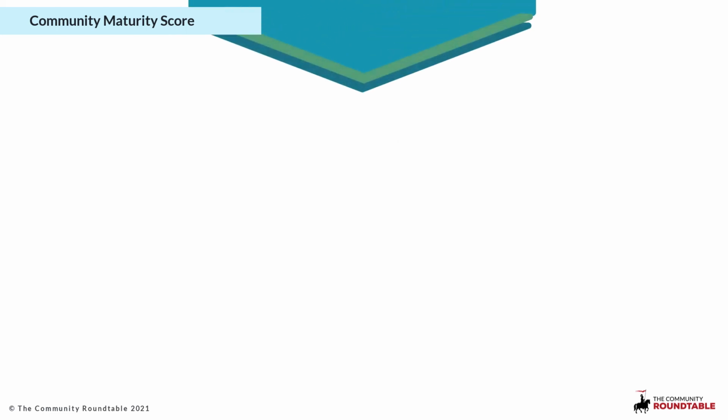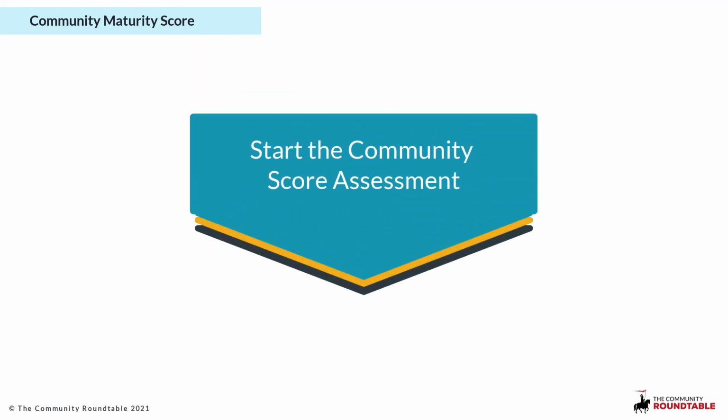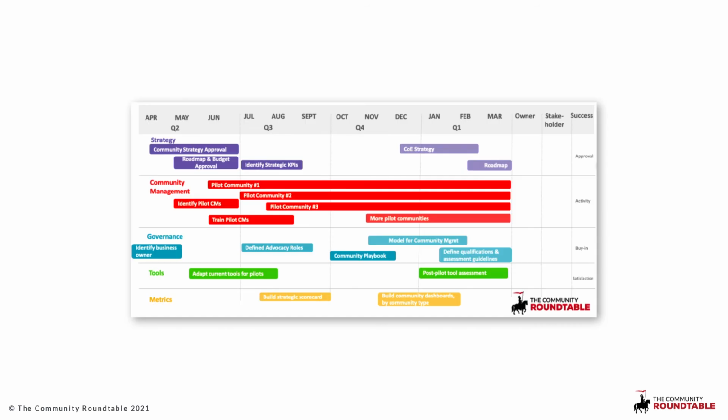If you haven't benchmarked your community's maturity, you can do so today. Start the Community Score Assessment at the.cr/score. The best use of benchmarking is to see trends and use those to trigger deeper discussions about your approach. Although it cannot define priorities unique to your organization, it's a great input to strategic conversation.